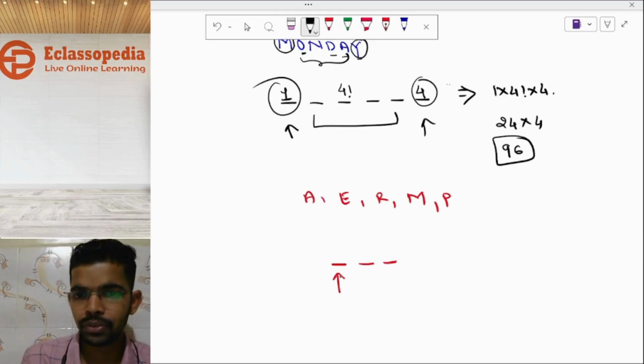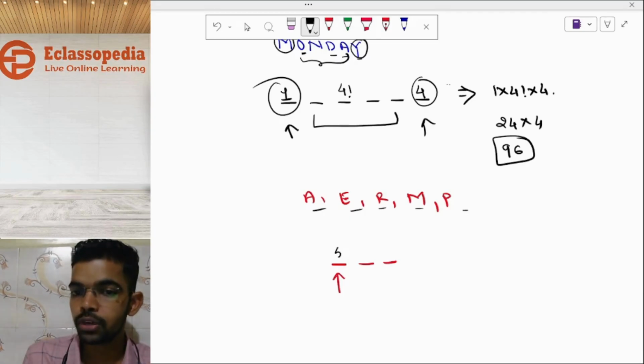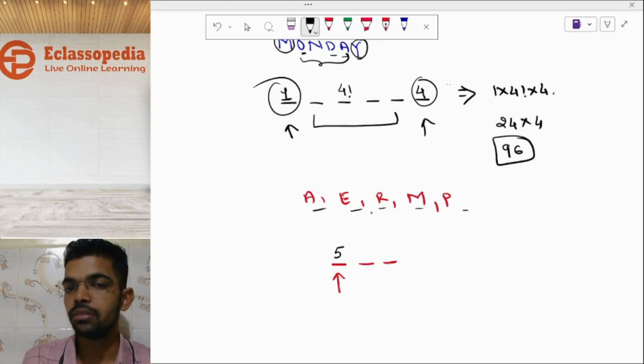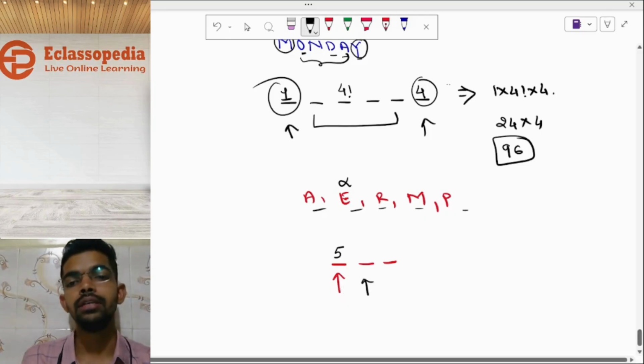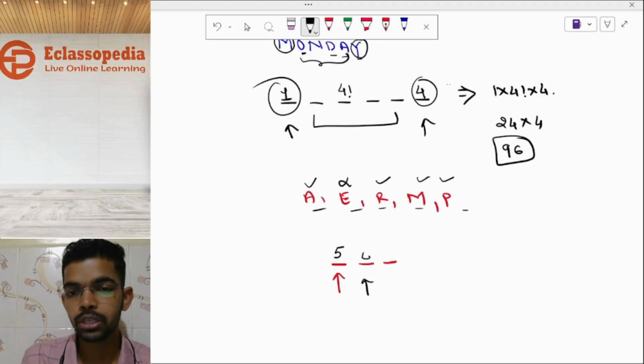So at the first place, how many choices do you have? Which letters can you put at the first place? Any of the 5 letters we can put. We do not have any restriction. So the first place you can arrange in 5 ways. Any of the 5 letters. Okay, now let's say we have placed E at the first place. Now how many choices do you have at the second place? So we can place any of the A, R, M, P. So we have four choices for this.